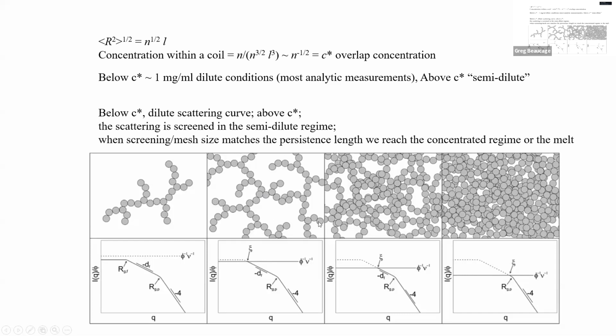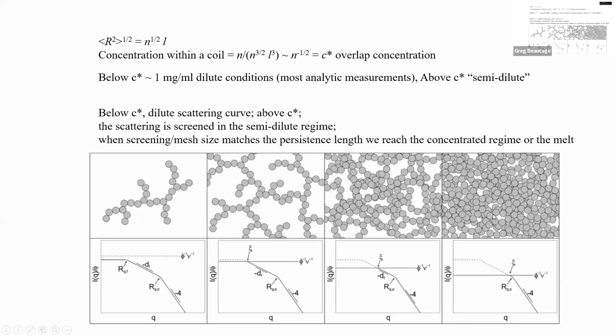And if you increase the concentration more, the holes become smaller and smaller. This size goes to higher Q, this 1 over size, and you screen out more and more of the structure. So this is structural screening, not charge screening, right? The pore size gets smaller. And finally, you reach the persistence length.